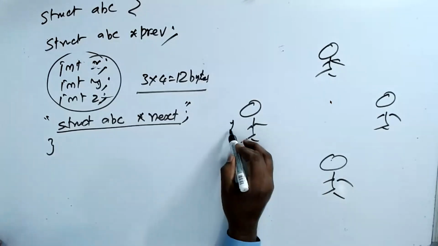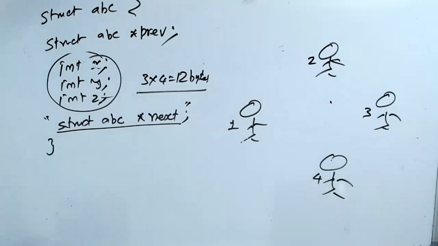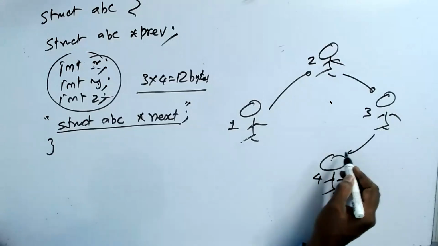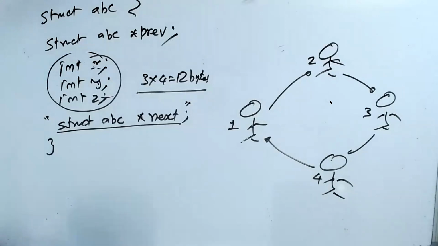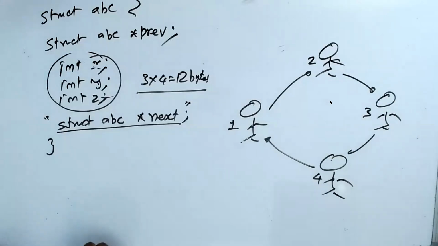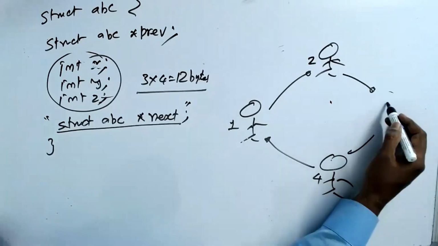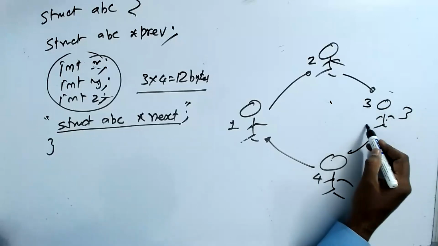Now this guy's name is 1, this guy is 2, 3, 4. Now this guy is communicating to this guy. This guy is communicating to this guy. Now, due to some reason, this guy is not well. He wanted to go away. At the same time, the link has to be perfect. For that, the 3 guys should know who is the previous guy and who is the next guy.